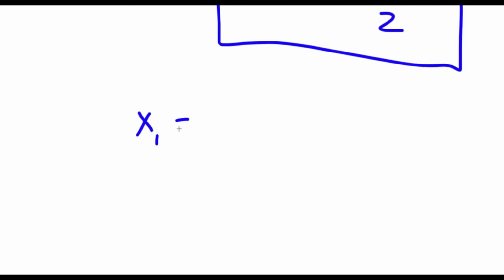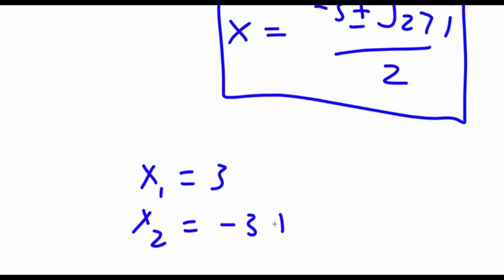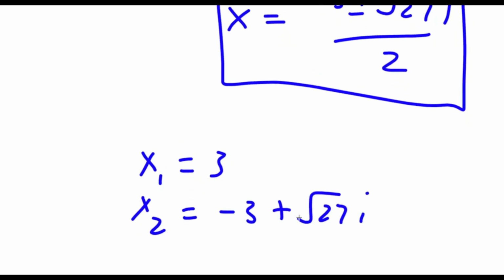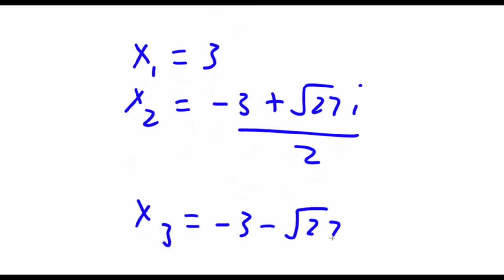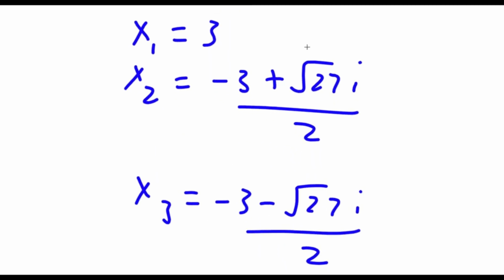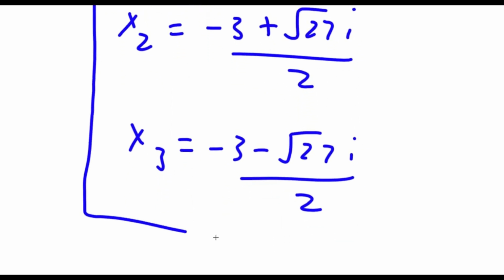So now my first solution is 3. My second solution is negative 3 plus the square root of 27i over 2. And my third solution is negative 3 minus the square root of 27i over 2. So these are my 3 solutions to this problem.